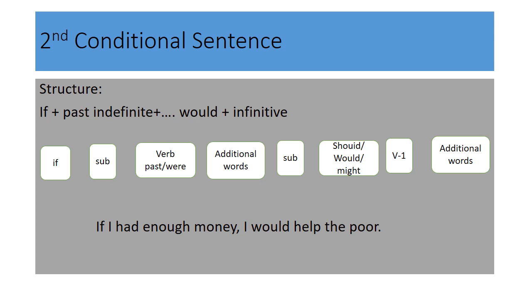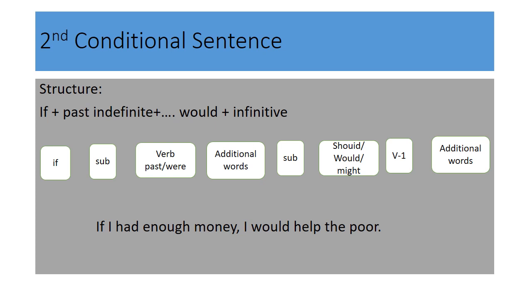At first if, then subject, then verb past or were, then additional words, then again you have to use a subject, then should, would or might, then V1 or the main form of the verb. As you know, after modal auxiliary should, would, might, you have to use the main form of the verb, then additional words. Let me explain it with an example.